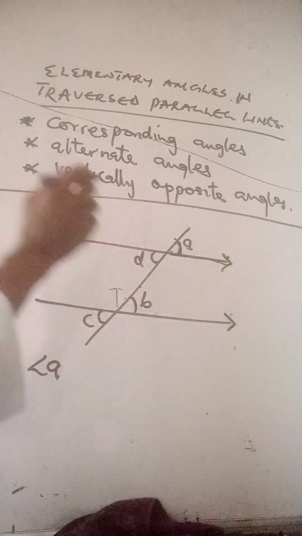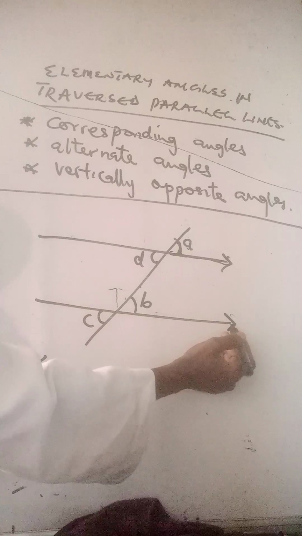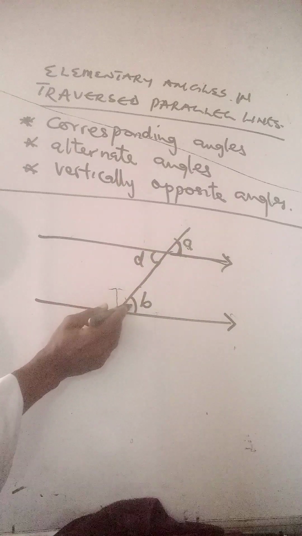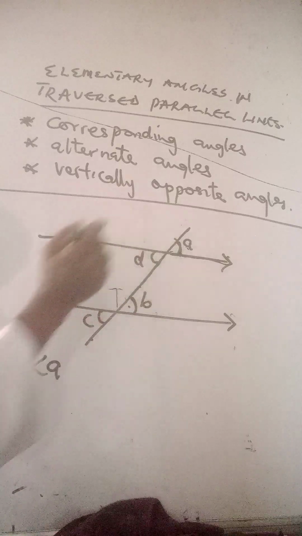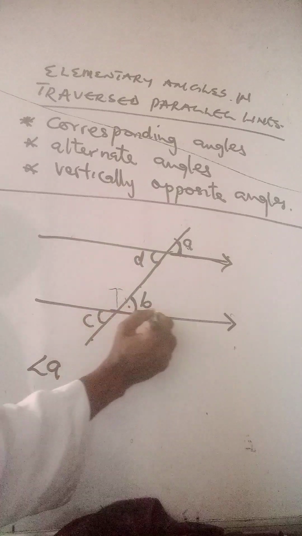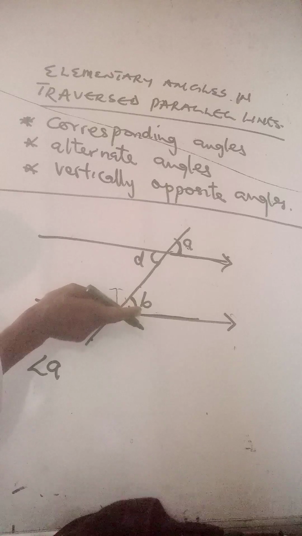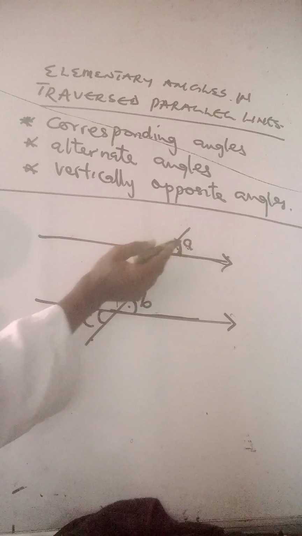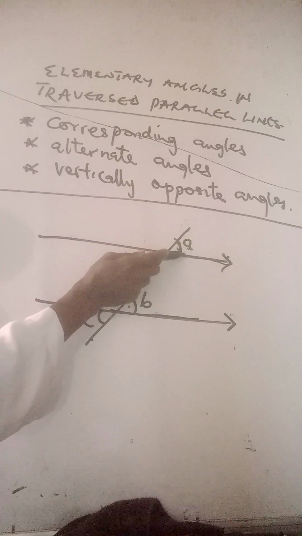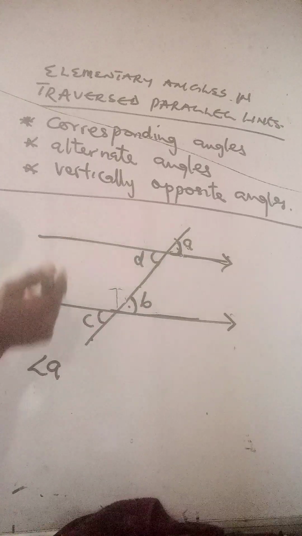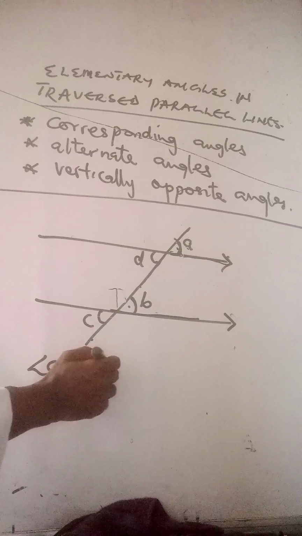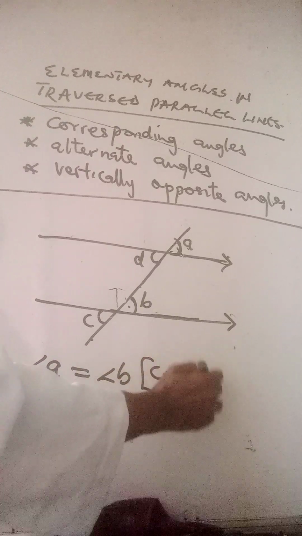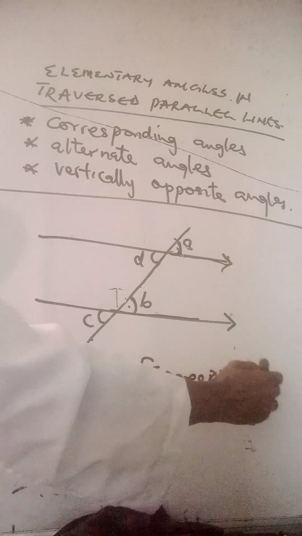Then we'll come and look at this parallel line here, and also this same traverse line. If you look at B also, the position of B is similar to that of A, because it's also above this parallel line. It's between the upper side of the parallel line and the traverse line. That means angle A is equal to what? Angle B. For what reason? Corresponding angles.